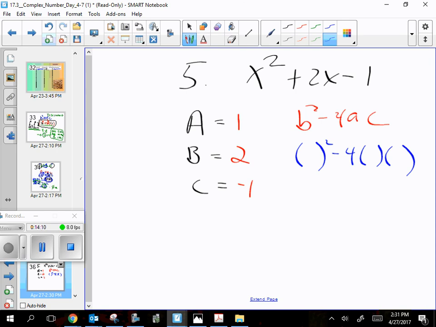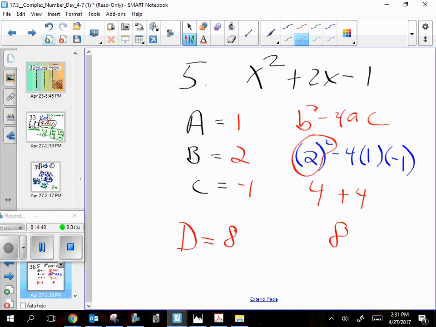So this B is 2, A is 1, C is negative 1. And now 2 squared is 4 minus, oh wait, there's 2 negatives. Do you know what to do when there's 2 negatives? Positive. 4 times 1 times 1 is 4. 4 plus 4, 8. My D thing that I just figured out is called the discriminant is 8.